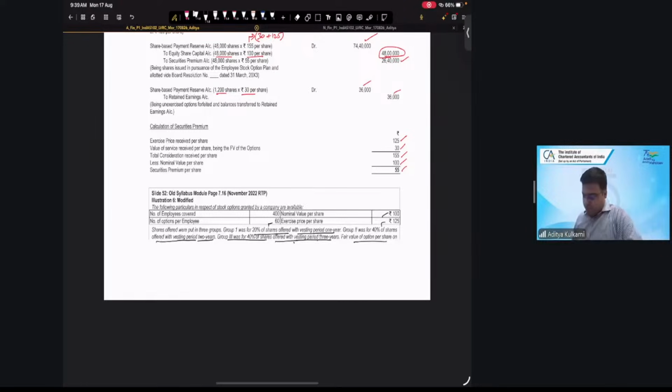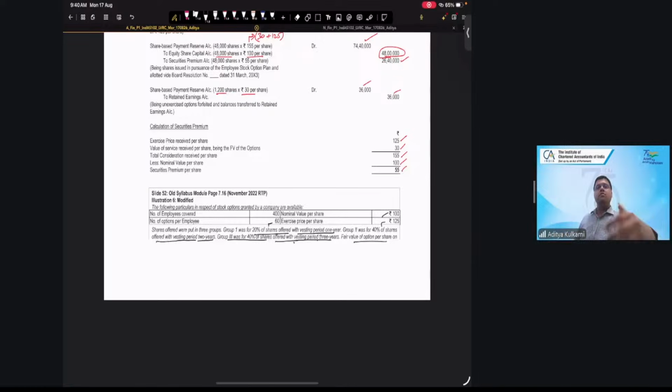Now, the following particulars in respect of stock options: you have been given number of employees, options per employee, nominal value, exercise price. Shares offered were put in three groups. Group 1, 20% with vesting period 1 year. Group 2, 40% vesting period 2 years. Group 3, 40% vesting period 3 years.